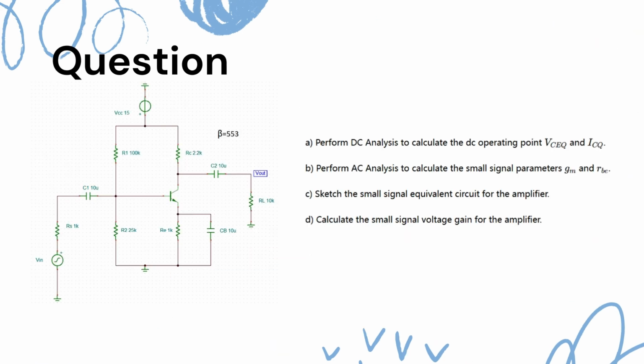KIB1016. Today we will analyze a common emitter amplifier circuit. We will perform DC analysis and AC analysis, and calculate the small signal parameters, and draw the small signal equivalent circuit, then calculate the small signal voltage gain for the amplifier.